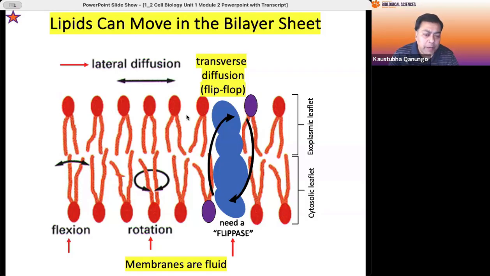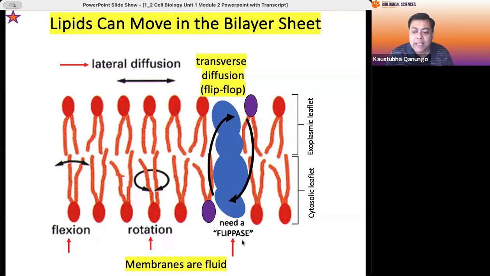They can move sideways, they can flex, they can rotate themselves, and also they can flip from one side to the other side, say from the exoplasmic phase outside to the cytosolic leaflet phase. They can do this. But this is thermodynamically extremely energy demanding, because if this head group, which is polar, charged and hydrophilic, needs to go through this hydrophobic core, it needs a lot of energy. And this is done by a molecule known as a flippase.